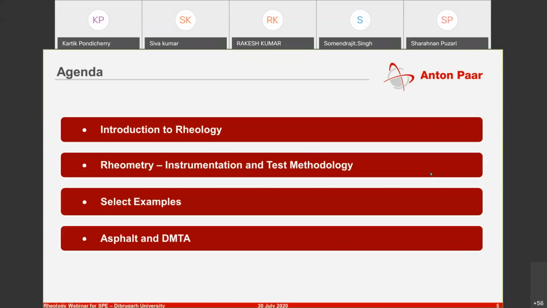So we go to introduction of rheology, that'll be a bit of basics, and then we go into rheometry, the instrumentation part, and test methodology, followed by some select examples, and then we finally go to asphalt and DMTA. So they are the last two parts of this presentation. And if there are any questions, we could address them at the end of the session. And I was told that after this session, we'll have about a couple of minutes break before the next session begins.